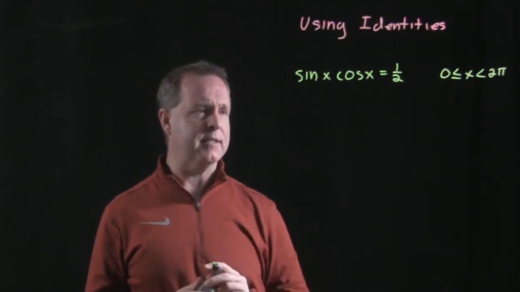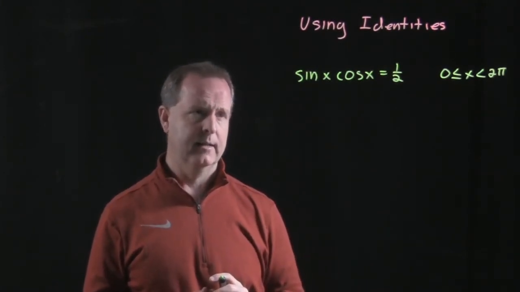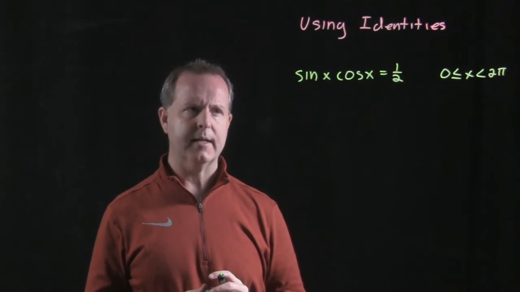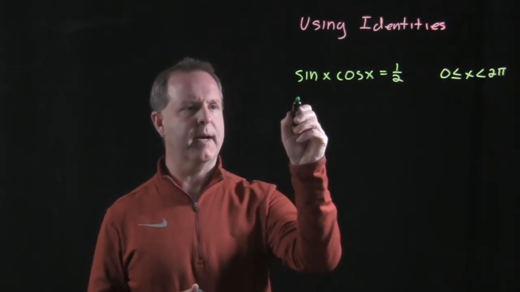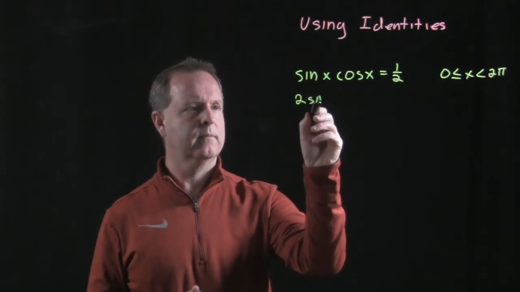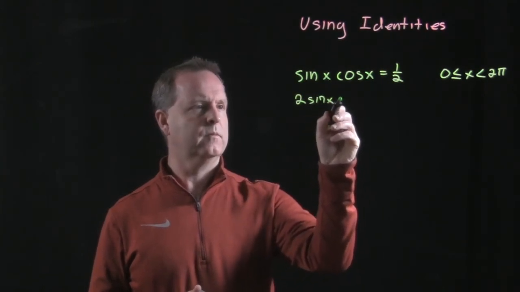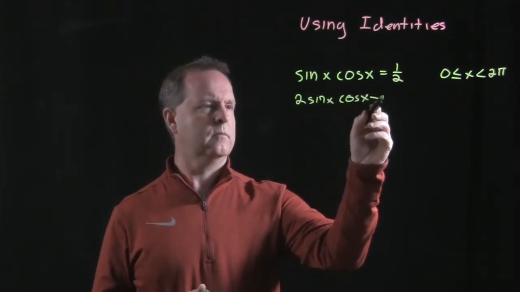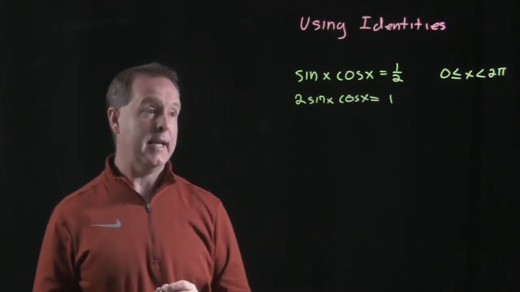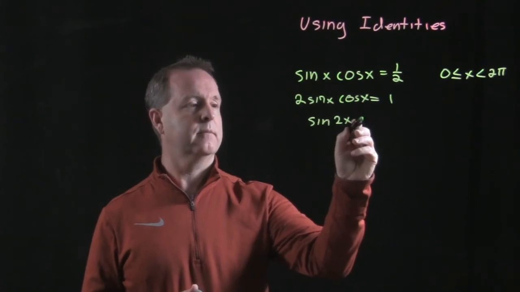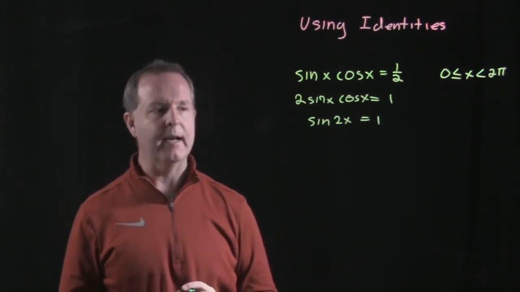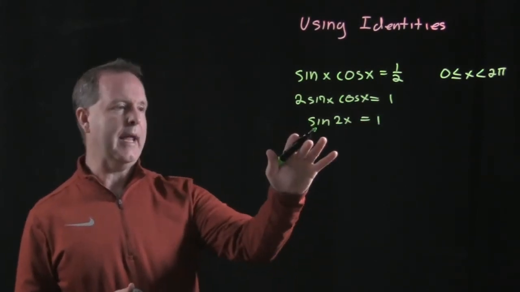I think I have a double angle identity here with sine, but wasn't sine of 2x 2 times sine x cosine x? So if we multiply both sides by 2, sine x cosine x was sine of 2x. All right, now we're getting somewhere. We have a multiple angle here.